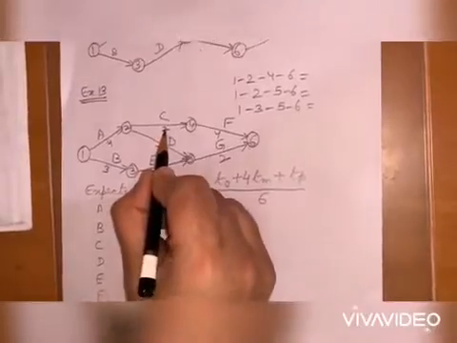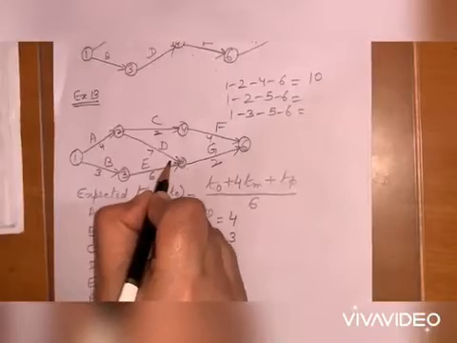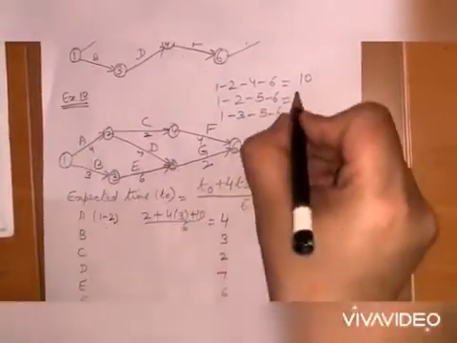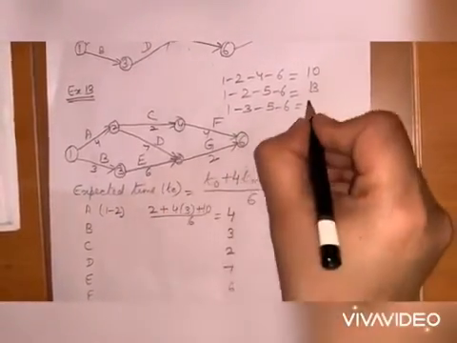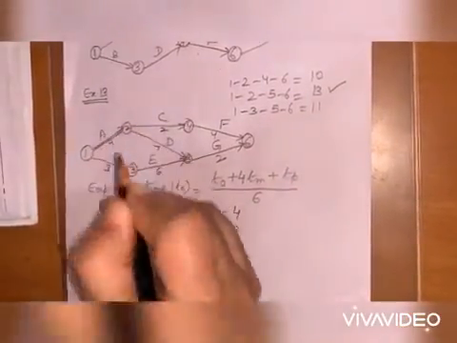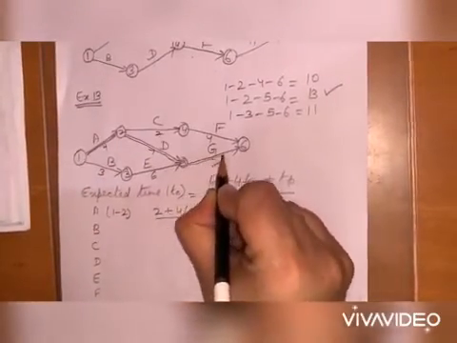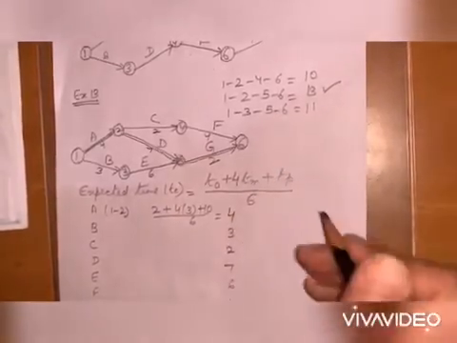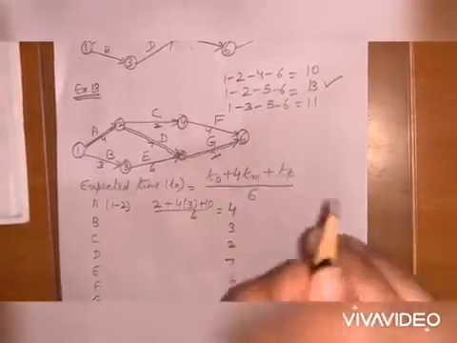4 plus 2, 6 plus 4, 10, 4 plus 7 plus 2, 13, 3 plus 6 plus 2, 11. Longest is this. So we have found out our critical path. It is 1 to 2, it is 2 to 5, it is 5 to 6. So you will tick mark here and you will write down the critical path has been shown in the network by double lines. That's all for today.